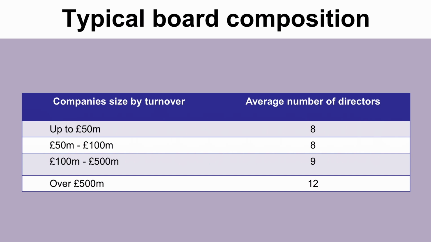Companies up to 50 million turnover maybe have an average number of 8 directors. 50 to 100 million, the same, about 8, but 100 million plus, likely to be 9. Large companies over 500 million, more likely to be 12 directors.